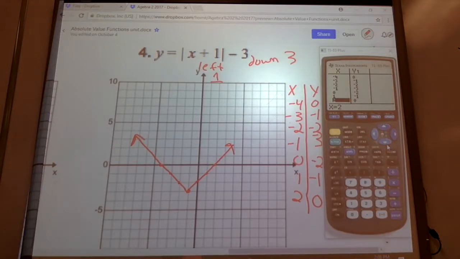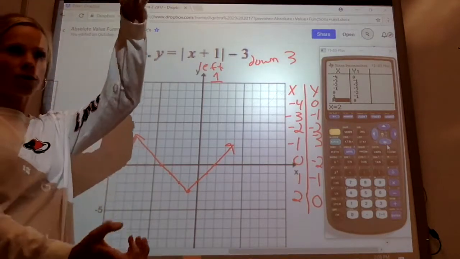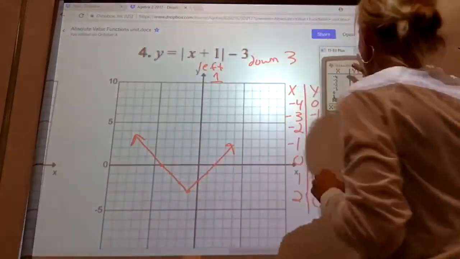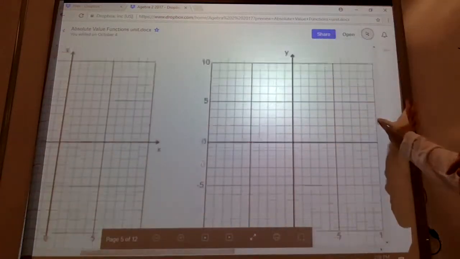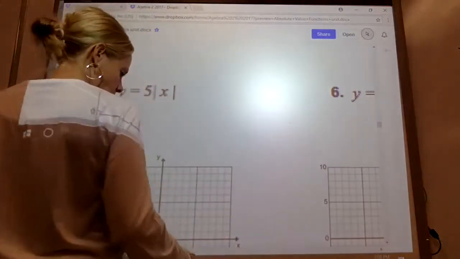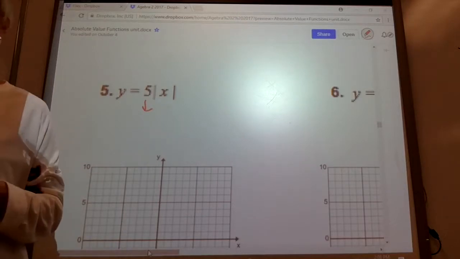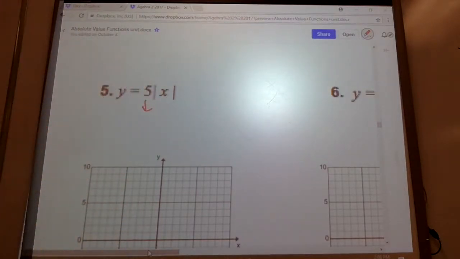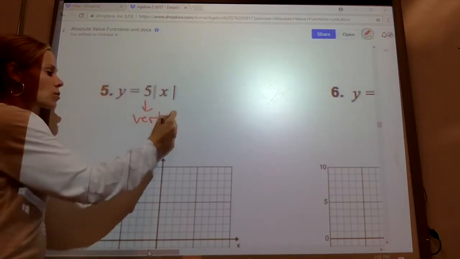So let's look at some stretches. Stretches and compressions will take your absolute value and make it skinnier or fatter. It's going to stretch it or compress it. Okay. So let's just, I know this is probably too many examples, so let's just describe. What would this 5 represent? If I'm multiplying outside the absolute value, that's going to be a vertical stretch or compression, and since it's bigger than 1, it's going to be a vertical stretch of 5.